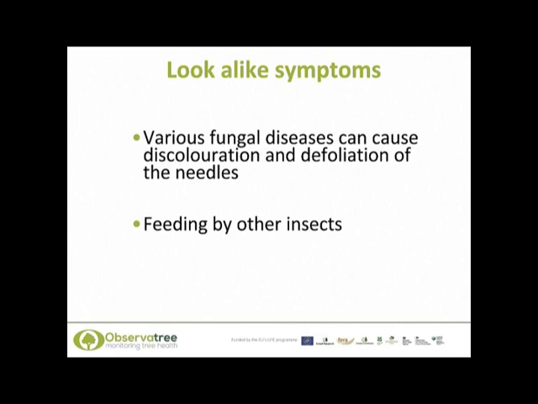Other agents can cause similar signs and symptoms to those caused by the pine processionary moth. So various fungal diseases, such as Cyclaneusma and Lophodermella, can cause discoloration of the needles similar to that caused by the pine processionary moth. So they cause a browning and a yellowing, and they can also cause defoliation of the needles too. And also, feeding by other insects, such as the ermine moth and the pine hawk moth larva, can cause similar damage to that caused by the pine processionary moth.